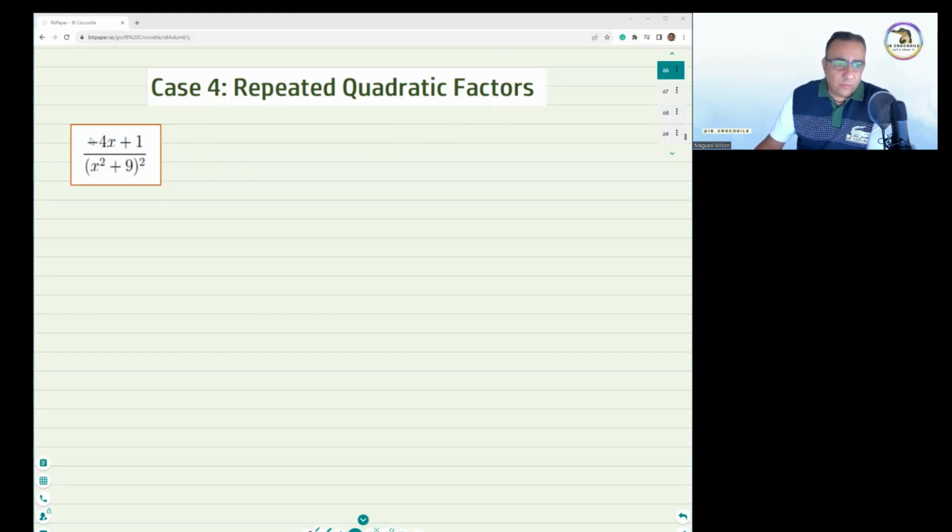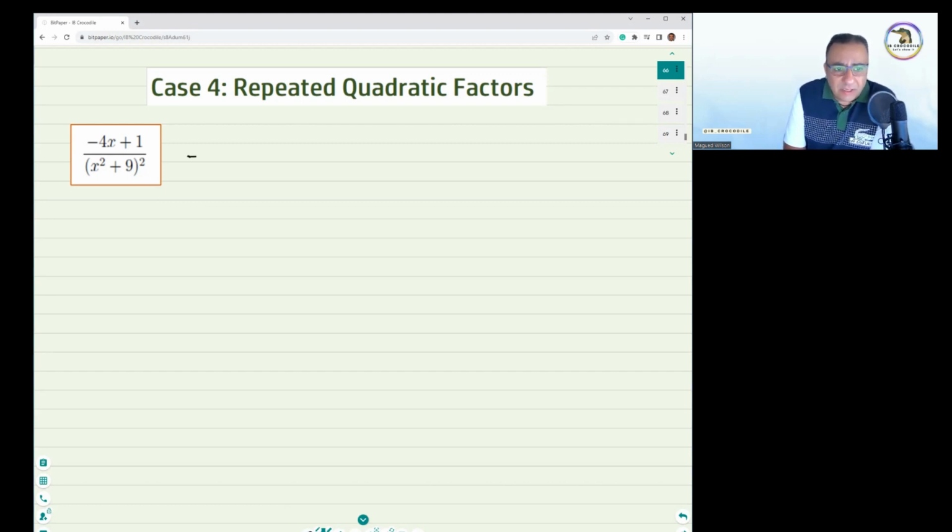So the general form is a certain rational function, negative 4x plus 1 over x squared plus 9 all to the power of 2. If you look at the denominator here, we still have a quadratic, which is x squared plus 9. But because it is to the power of 2, that means it is repeated.